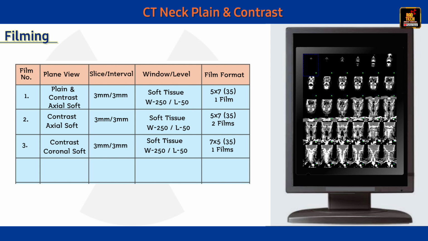Film 3. Plain view, contrast coronal soft. Slice interval, 3 by 3 mm. Window level: soft tissue. Window width 250 and window level 50. Film format 7:5, 35 images.